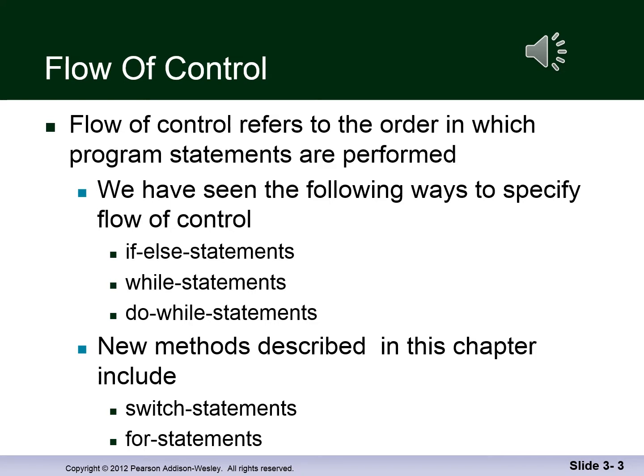As mentioned in the previous slide, Chapter 3 continues the discussion of flow of control. As we learned in Chapter 2, flow of control refers to the sequence in which lines of programming code are executed. So far, at the end of Chapter 2, we saw 3 ways to specify the flow of control. Actually, 2 ways and 3 techniques within those 2 ways. The first was a branch, an if-else statement that used a condition evaluated to true or false to determine which of the 2 branches, which of the 2 ways control would flow.